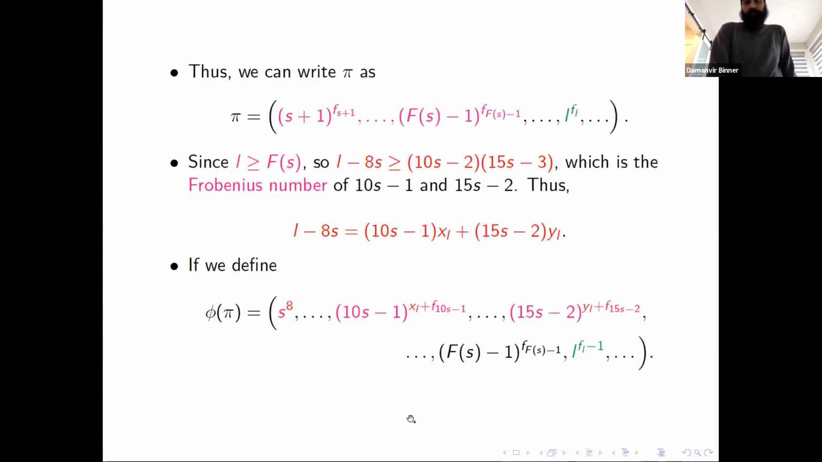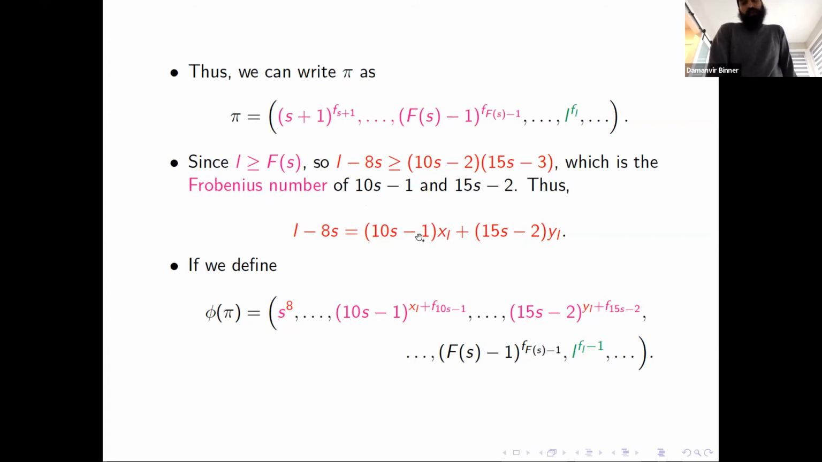So a natural attempt for the image then will be to remove a part of L and compensate by adding some parts here, especially adding some parts of S. So since L is greater than or equal to f of S, we get by definition of f of S, L minus 8s is greater than or equal to this quantity, which is actually the Frobenius number of 10s minus 1 and 15s minus 2. So also these numbers can be shown to be co-prime, and thus we can express L minus 8s as a combination of 10s minus 1 and 15s minus 2.